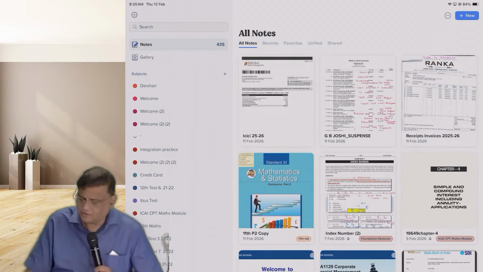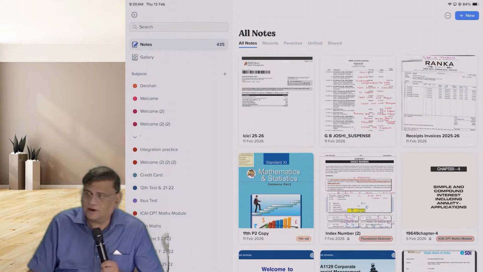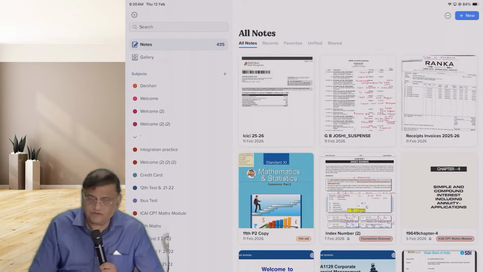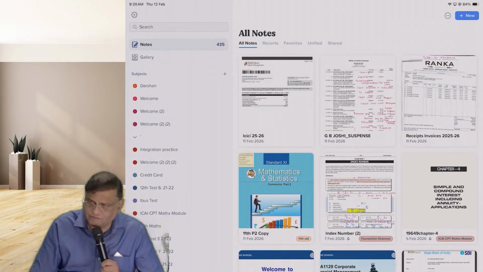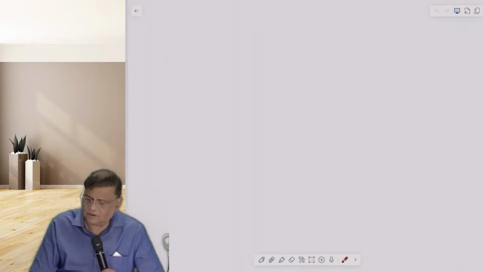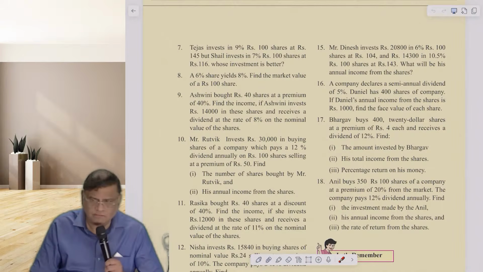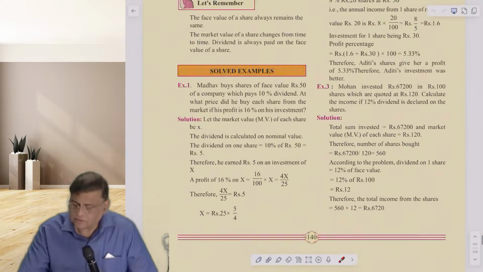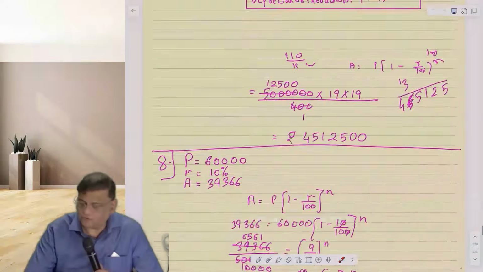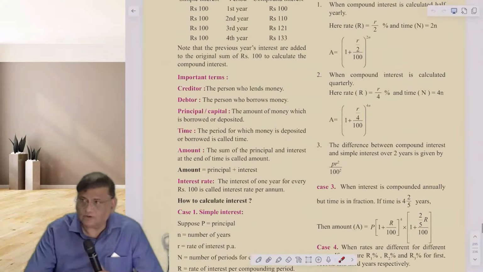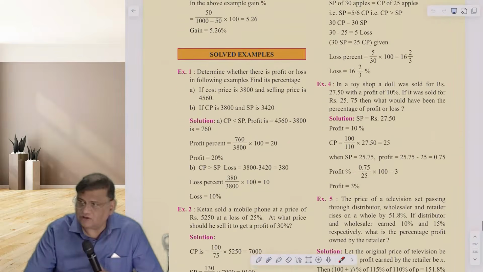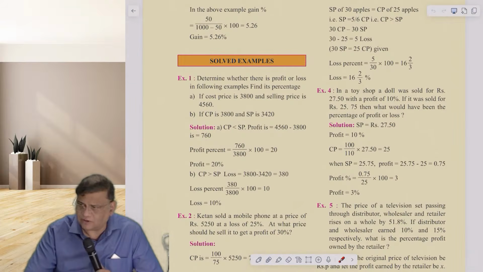Well, today we are going to start with the revision, and as we decided yesterday, today we are going to start with the revision of the very good and important chapter of permutations and combinations. First of all, we are going to have the revision of all the types of problems in that chapter, and then we are going to solve the additional question bank of that particular chapter.